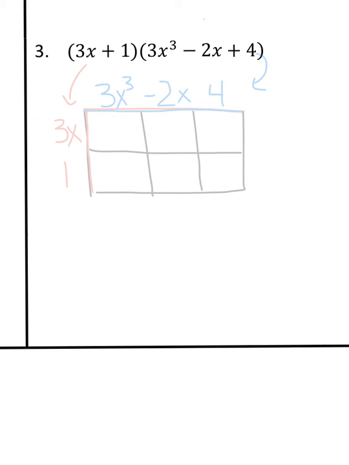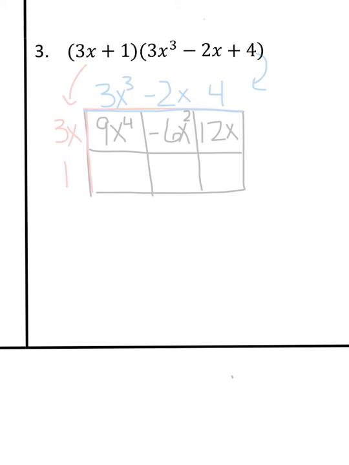So now let's do the multiplying into the box. The 3x here times the 3x^3 is 3 times 3 is 9, x times x^3 is x^4. We multiply what's outside to go inside. So I'm going to go on the top: 3 times negative 2 is negative 6, x times x, x^2. 3 times 4 is 12 times the x. So that is the top row done.